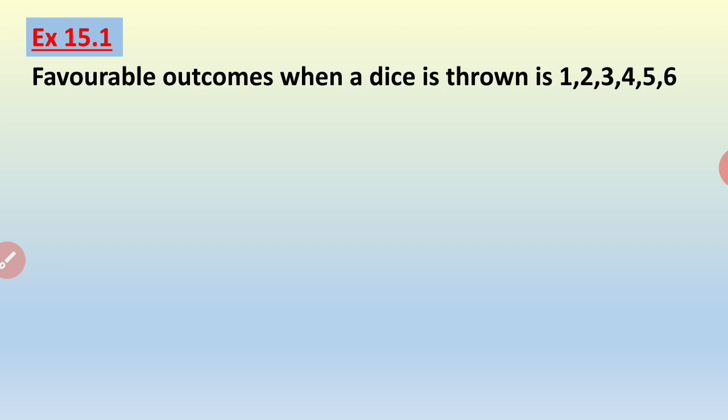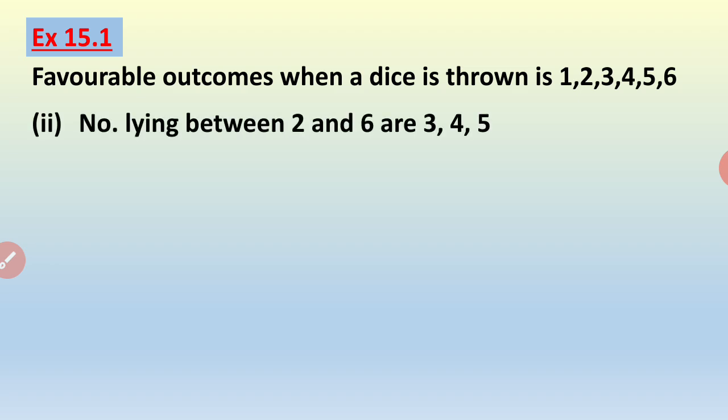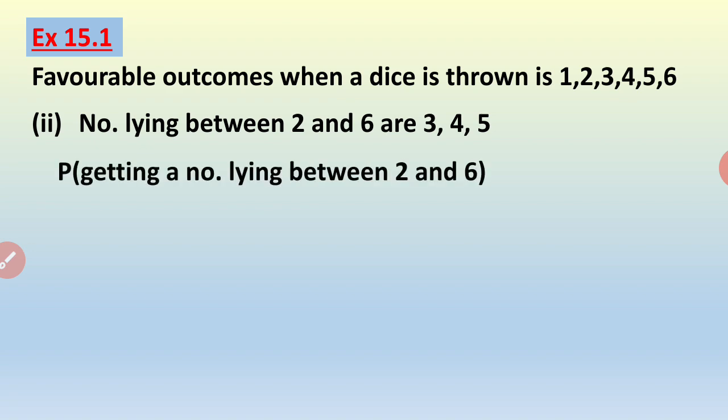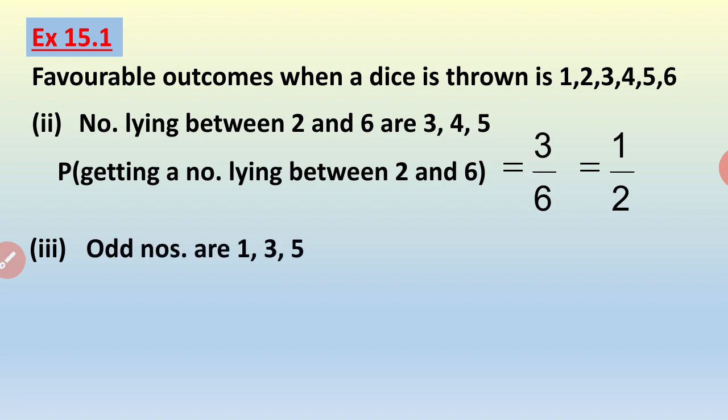The next is the number lying between 2 and 6. It is told to be lying between 2 and 6, so 2 and 6 will not be considered. The numbers to be considered will be 3, 4 and 5. Again, they are 3 in number. So the probability of getting a number lying between 2 and 6 is 3 by 6, which is equal to 1 by 2. The third sub-question is finding the probability of odd numbers.